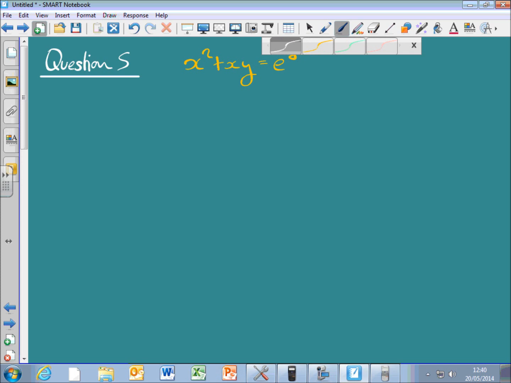So I do x squared differentiated with respect to x. If I differentiate x squared, I get 2x. And then this next term, xy, is a product of two functions. So I have to use the product rule. So it's going to be the differentiation of x times y. Well, that's just going to be 1 times y, so that's just y. And then it's going to be the differentiation of y times x. So that's just plus x dy/dx.